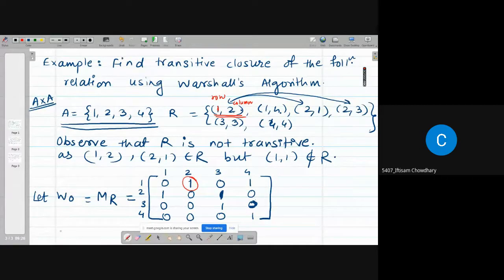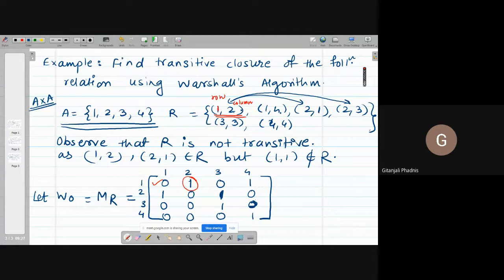So for the ordered pair which is present in R, you have to take 1. Is there the ordered pair (1,1) in R? No. So for that we have taken 0. So the matrix of a relation will always be a binary matrix, zeros and ones. Okay. So what our step 1 says is that you write W naught as MR.